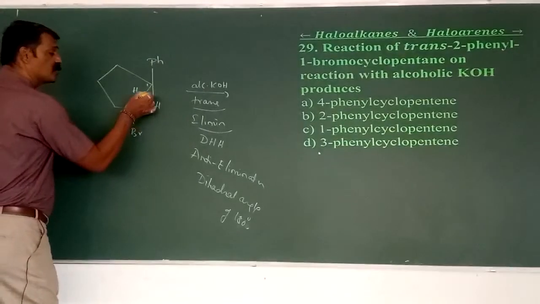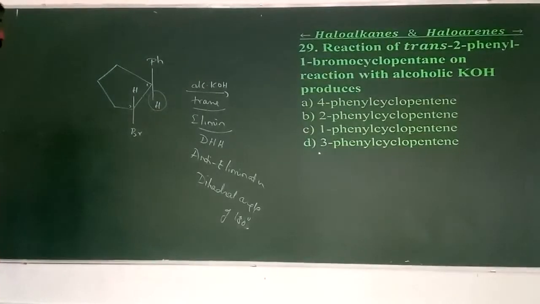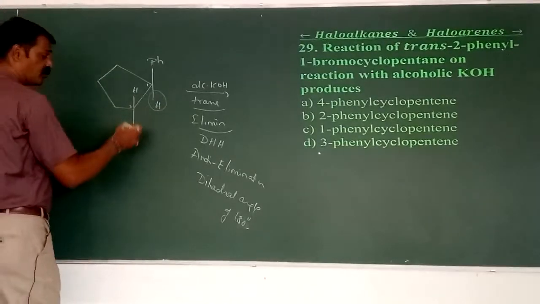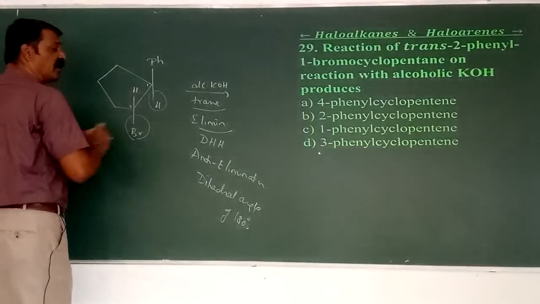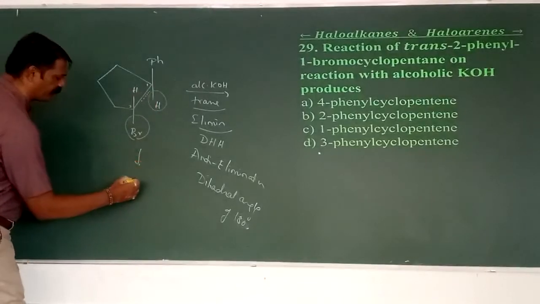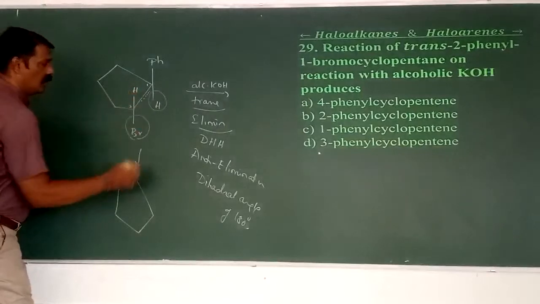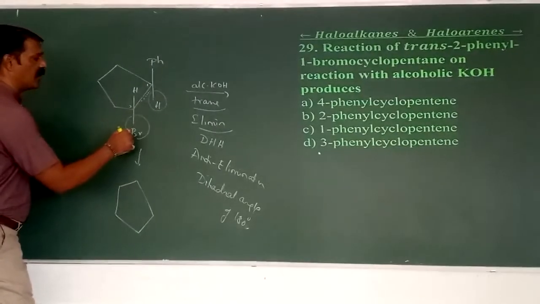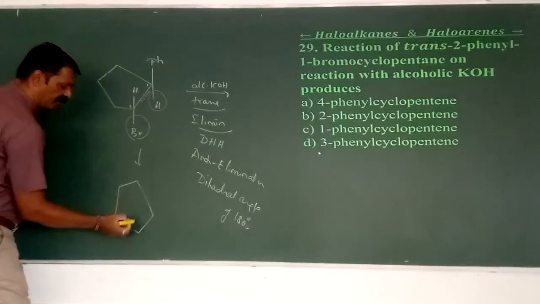If I remove this bromine, first we have to remove the bromine, and from the adjacent carbon we have to remove the what? Hydrogen. If that is the case, we can expect the double bond here. The product is... here Br, here it is H. Here it is not possible. We can have the double bond here.